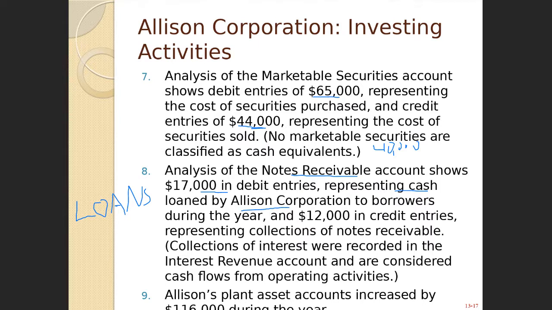We also see that notes receivable was credited for $12,000. Remember, how are notes receivable credited? Because that means that the loan was paid back. Loans of $12,000 were paid back. So again, that's a debit to cash of $12,000 and a credit to notes receivable.